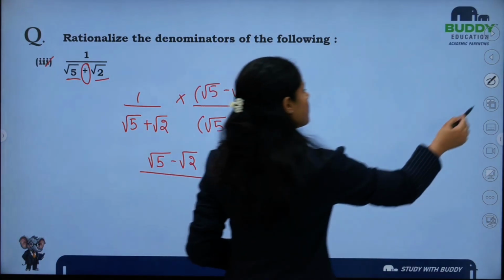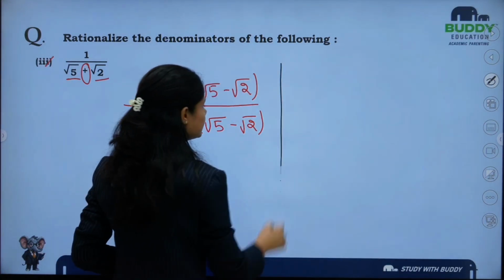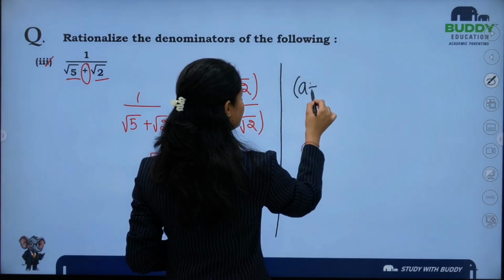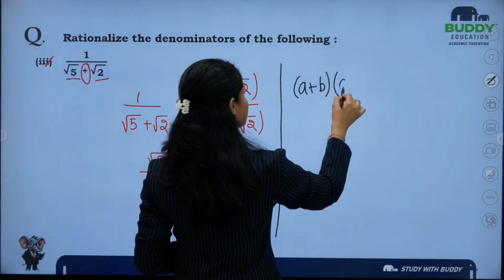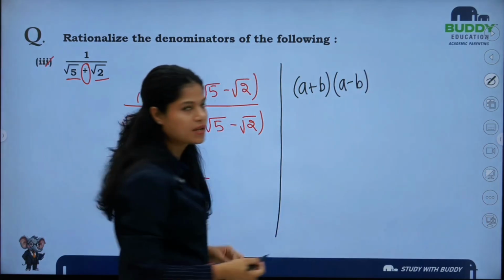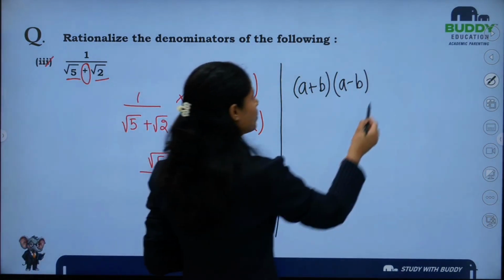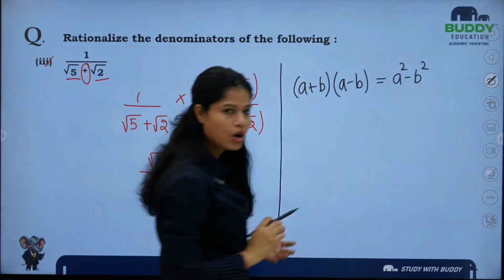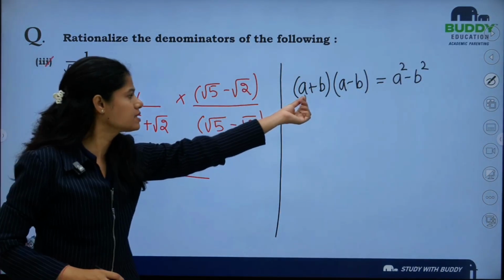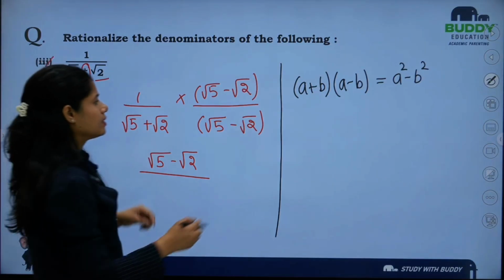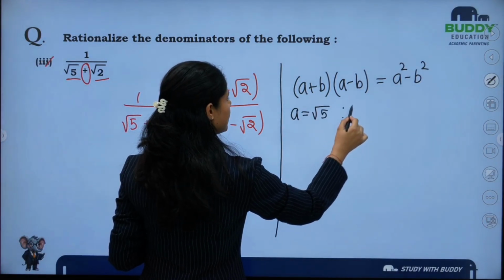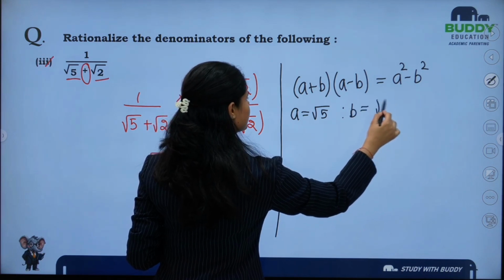For this, we will use one identity that we all know, right? The identity is: whenever we have two brackets, (a − b) and (a + b), this is equal to how much? a² − b². Now if we compare this, the value of a is going to be √5 and the value of b is going to be √2.